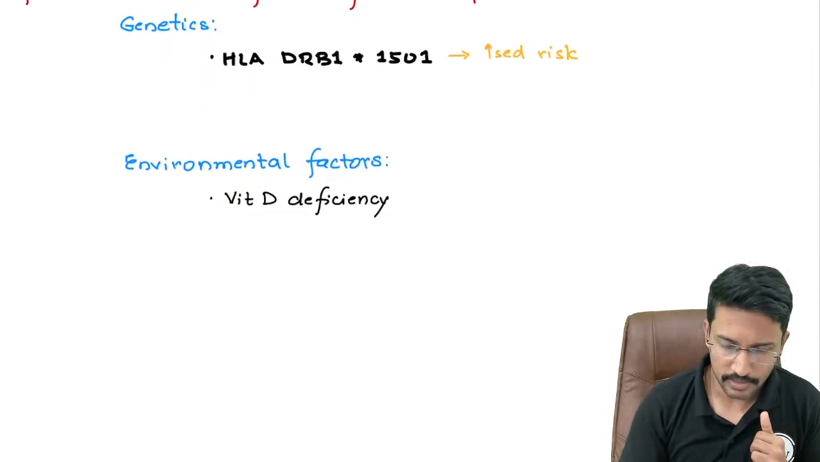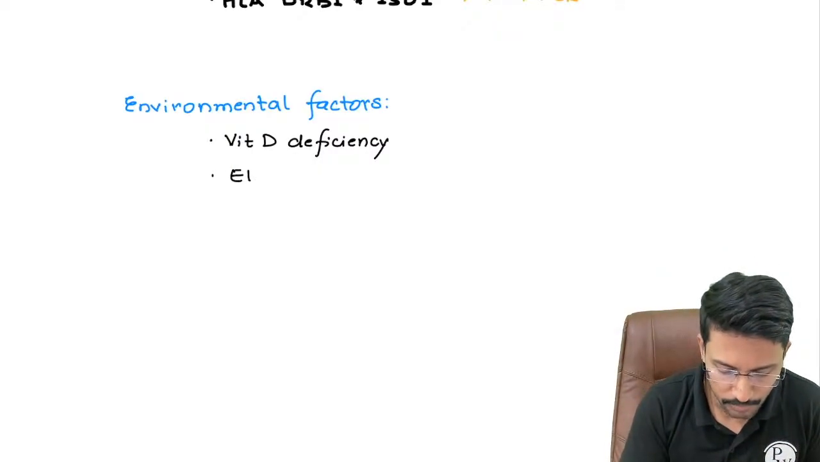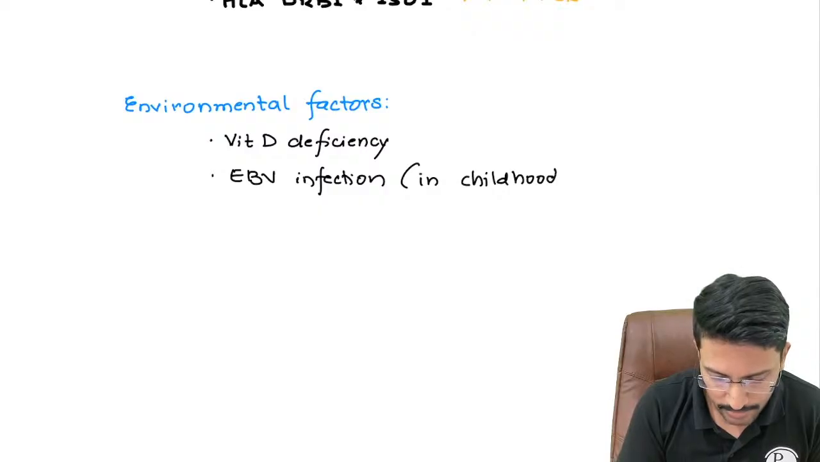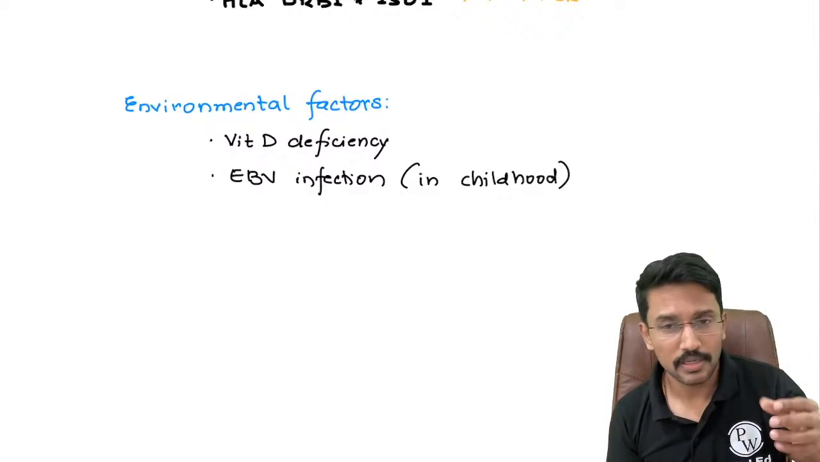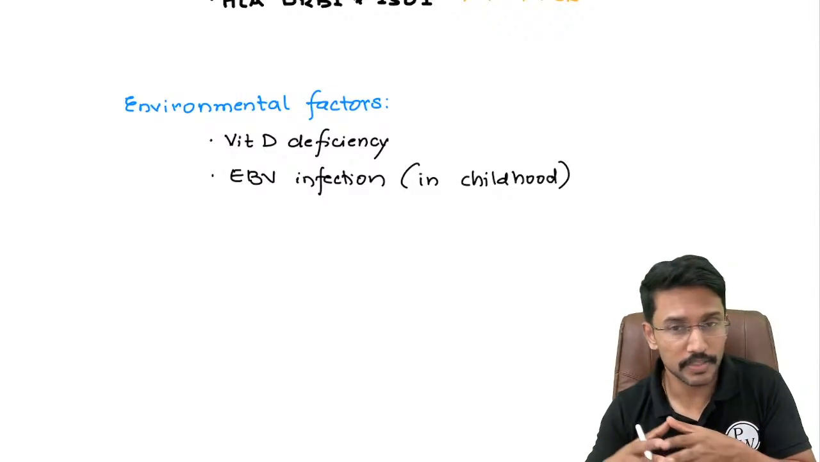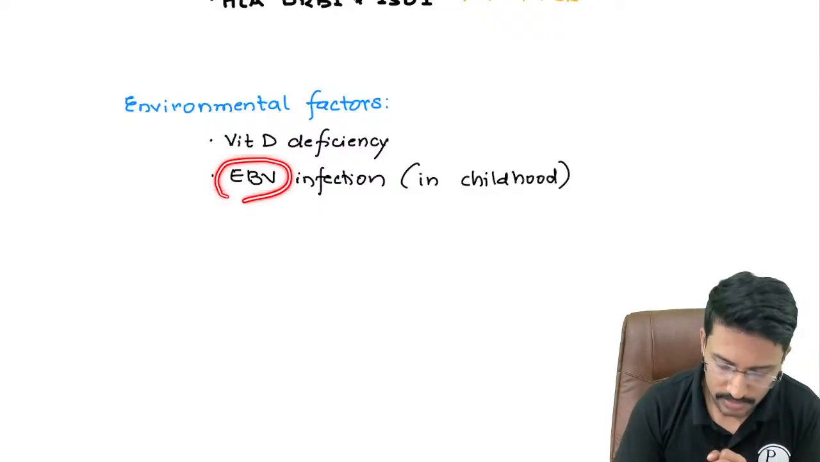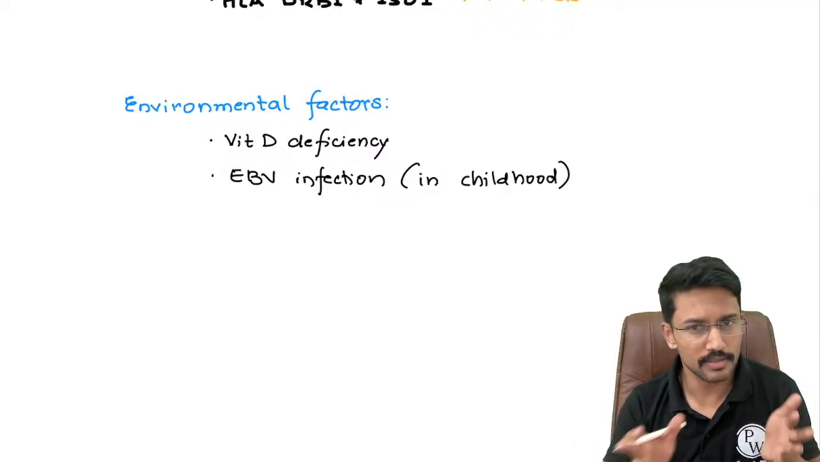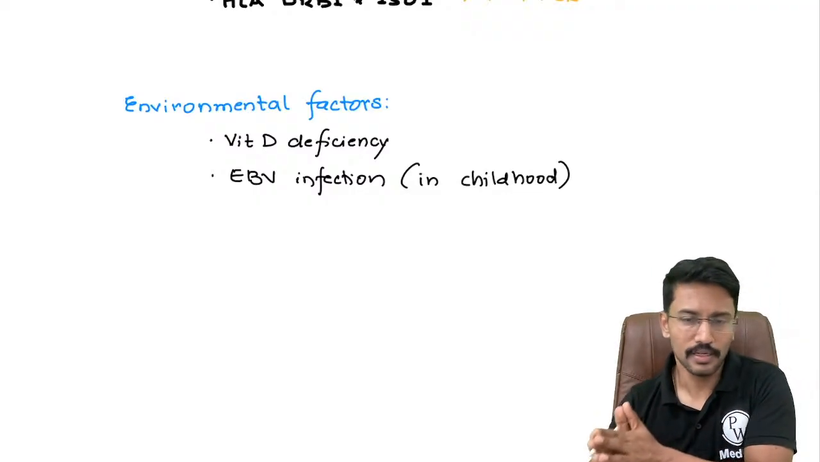Coming to the environmental factors that can increase the risk of developing multiple sclerosis: vitamin D deficiency, then Epstein-Barr virus infection, especially in childhood. For some reason, if you develop Epstein-Barr virus infection in adulthood, it does not increase your risk of developing multiple sclerosis so much. Rather, if you develop Epstein-Barr virus infection in childhood, the risk of developing multiple sclerosis significantly increases. And this is one peculiar virus. You talk about the pathogenesis of SLE and various other autoimmune disorders, Epstein-Barr virus comes into the picture. So vitamin D deficiency and Epstein-Barr virus infection are two important environmental risk factors.